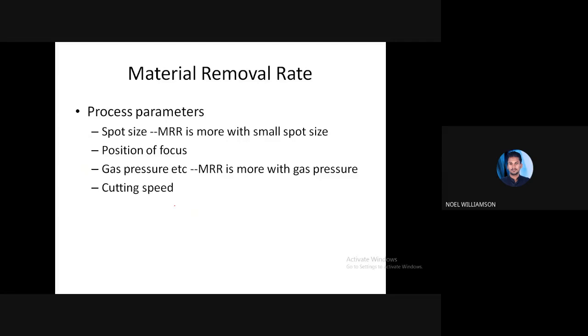Then regarding the gas pressure, there is an assisting gas given, the pressure of which will change the MRR. With more gas pressure, MRR will also be more. And regarding the cutting speed, these are the basic process parameters which are related to the process, which affect the MRR.